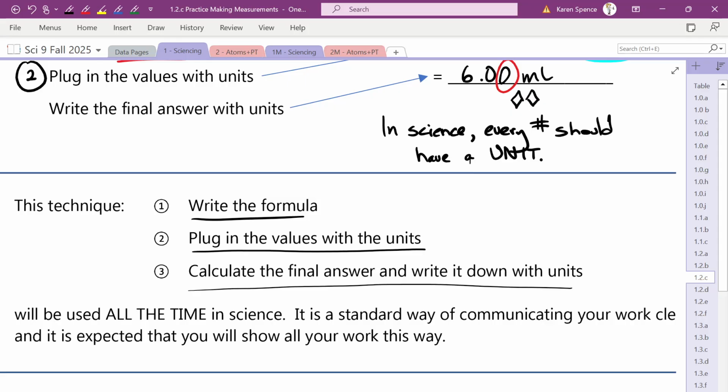Okay, so you need to write down what you're measuring, and you need to also have a unit. Again, you need to have what you're measuring and then an equal sign and then a unit. All right, so give that a go and then come back.